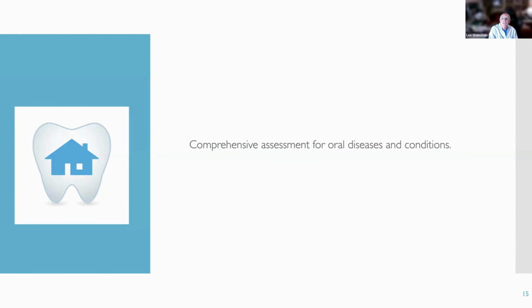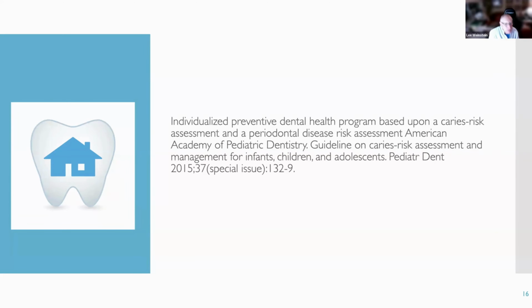We need to go through comprehensive assessment of oral diseases and conditions, which means that we really have to look and understand what could happen, what does happen, what might happen, how it's happened, and what we might do to control some of that. The decay process is individualized. Just like here it says, individualized preventative dental health program based upon caries risk assessment and the periodontal disease risk assessment from the AAPD are essential.